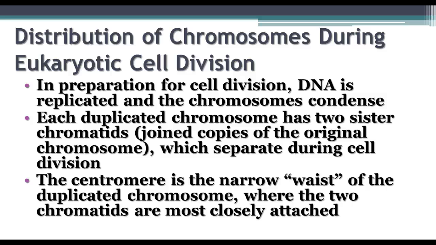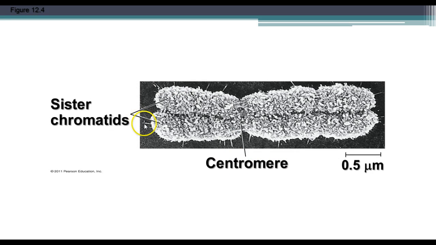The DNA gets replicated in the part of the cell cycle called the S phase, and then each DNA molecule is duplicated. When the chromosomes condense, what you see is a chromosome with two sister chromatids, which separate during cell division. They're attached at a place called the centromere, where they are most closely related to each other. Here we have a picture of a chromosome before mitosis occurs. The chromosome is composed of two sister chromatids joined together at the centromere. They are identical to each other in terms of the DNA having been copied.